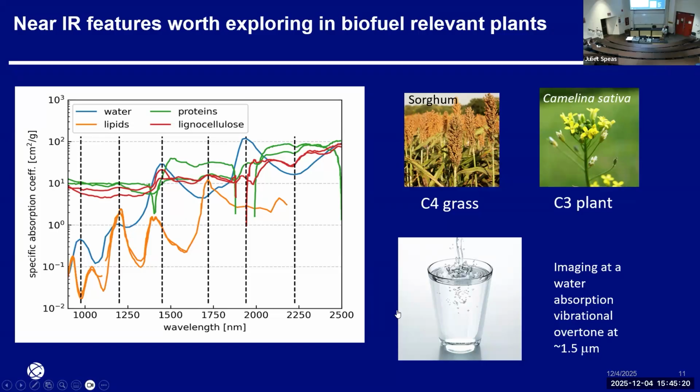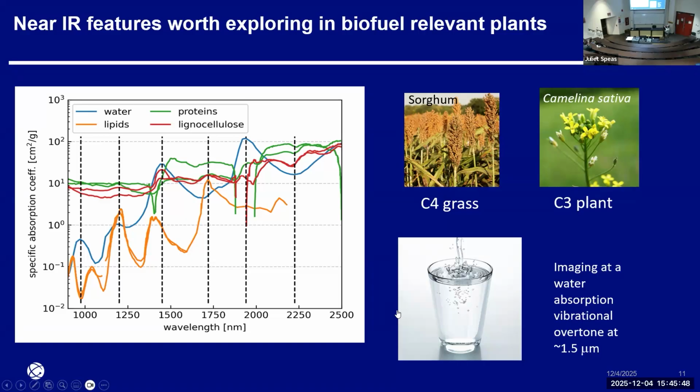We chose 2 plants of biofuel relevance. One is sorghum, one is camelina. The other thing about these plants is they use different methods of photosynthesis. Sorghum is a grass. It uses what's called C4 photosynthetic mechanisms. Camelina sativa is a leafy plant that uses C3. So these are better in drought. These are better in cold weather. The C number denotes the number of carbon atoms in the first stable intermediate of the Calvin cycle.